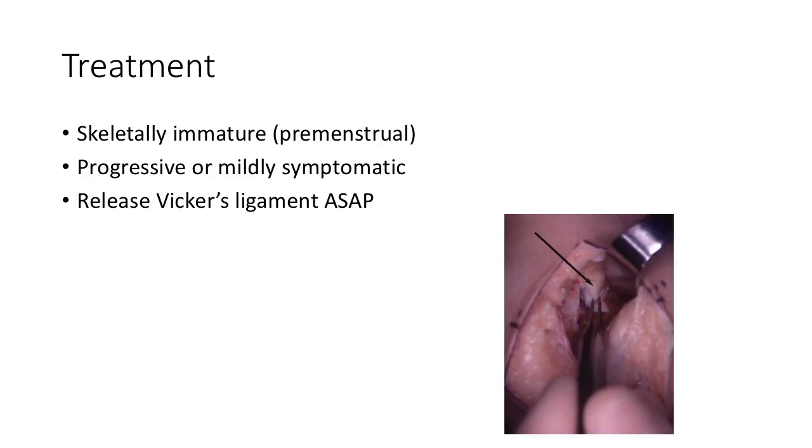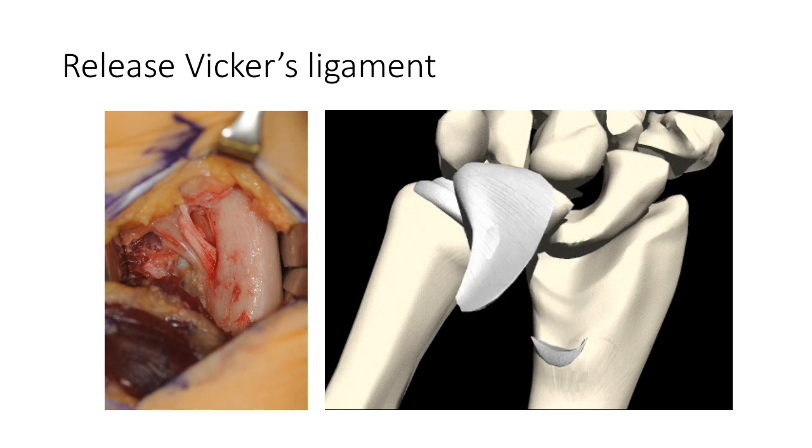However, if they're skeletally immature, and by that I mean premenarchal, and there's progressive or mildly symptomatic disease, or even a history of family disease, or if the patient has Leri-Weill dyschondrosteosis, I would go ahead and release the Vickers ligament as soon as I see the patient and can get it scheduled. Here's what it looks like. Just release the Vickers ligament, and again, there it is on the left.